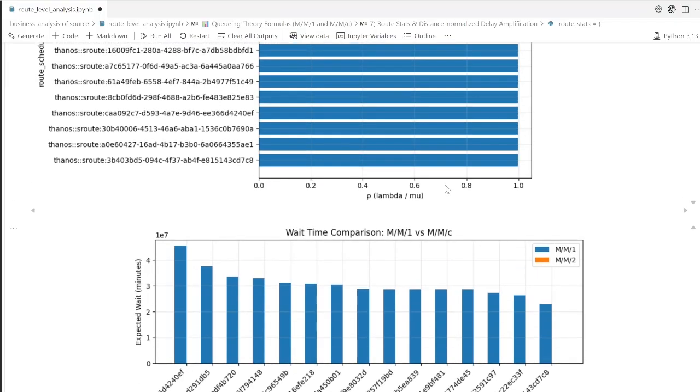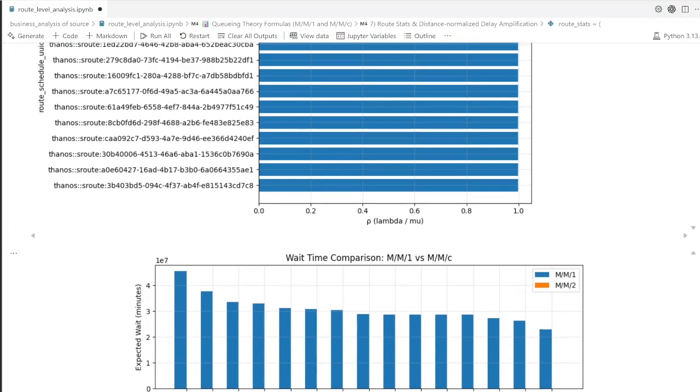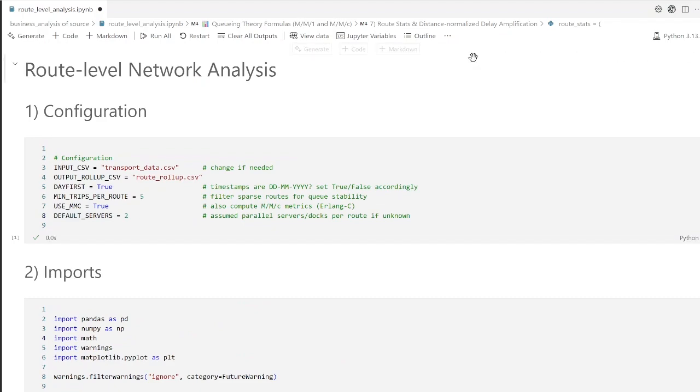So this was it about the route analysis. I will see you guys in the next video, and there we will be looking at some of the ML related analysis or the predictive analysis that we can perform on this data.